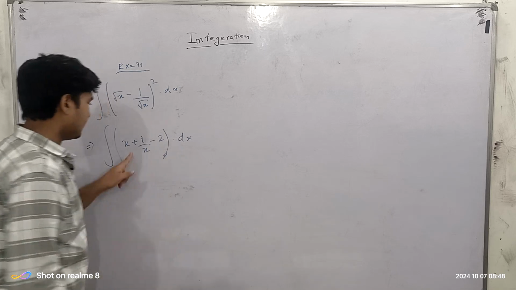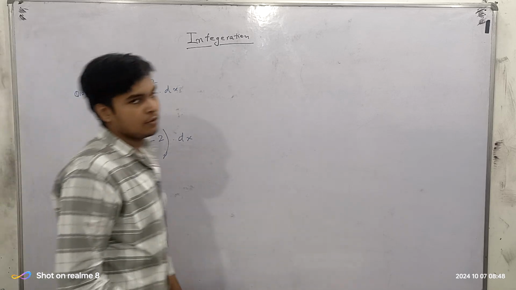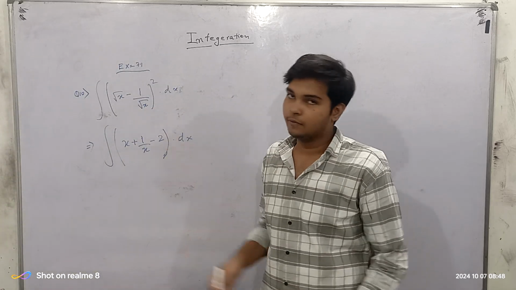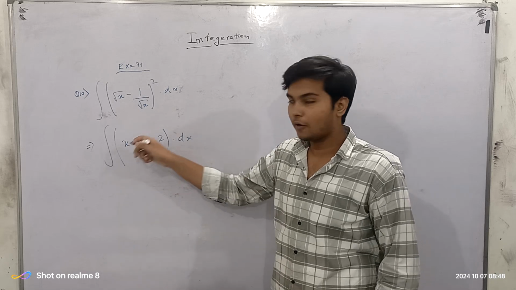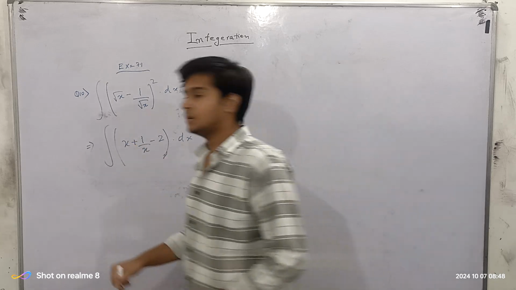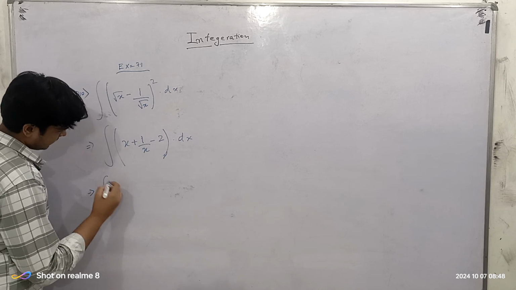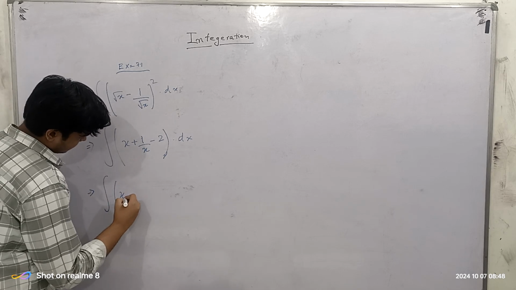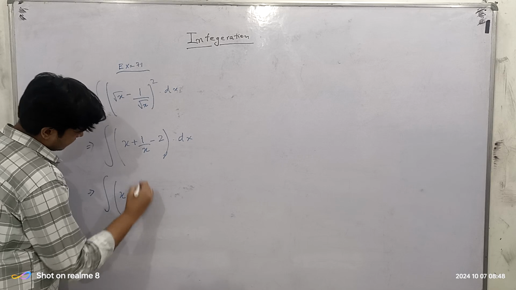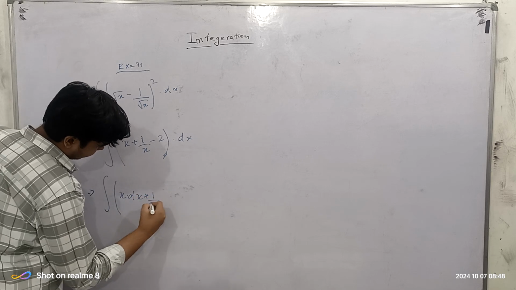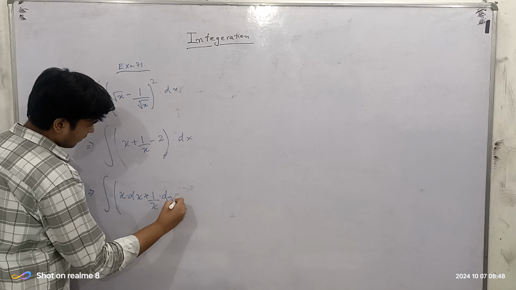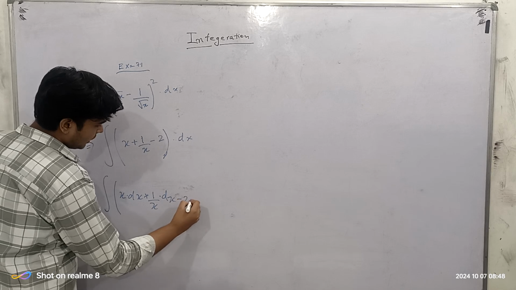Now there are 3 different functions. You can see, if it was in multiplication we would solve it differently. There are 3 different functions, so all 3 will get integrated. We have discussed now only integration of x dx plus 1 by x dx minus 2 dx.